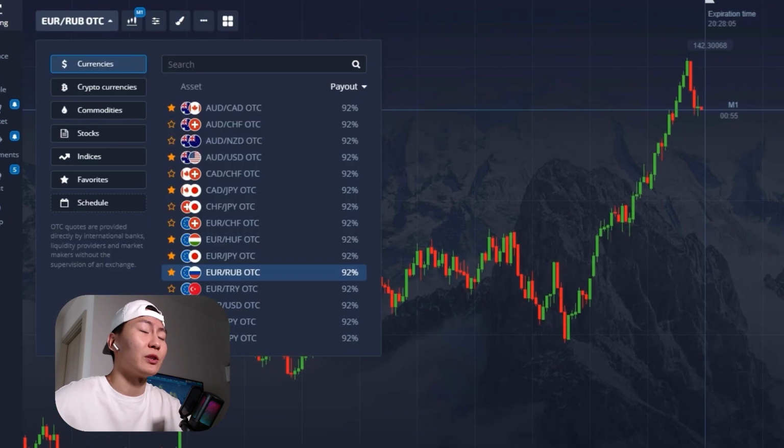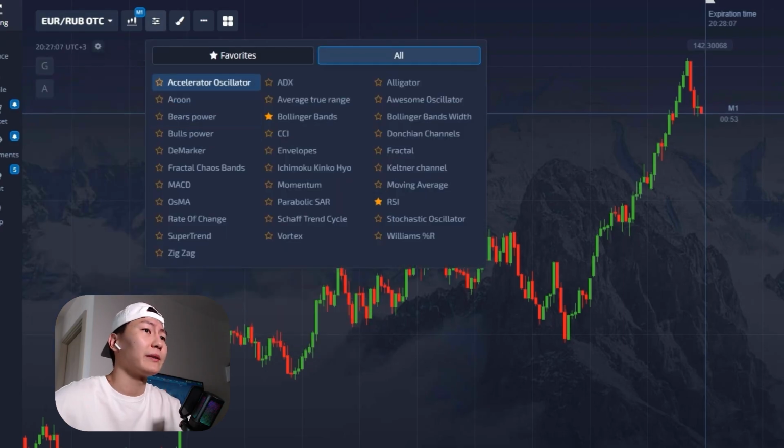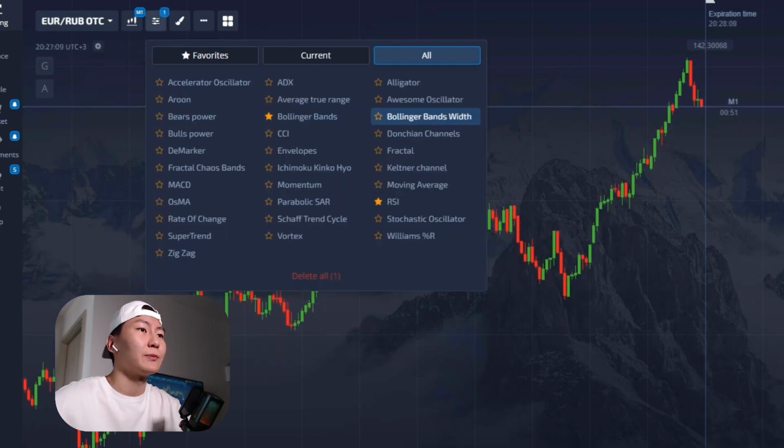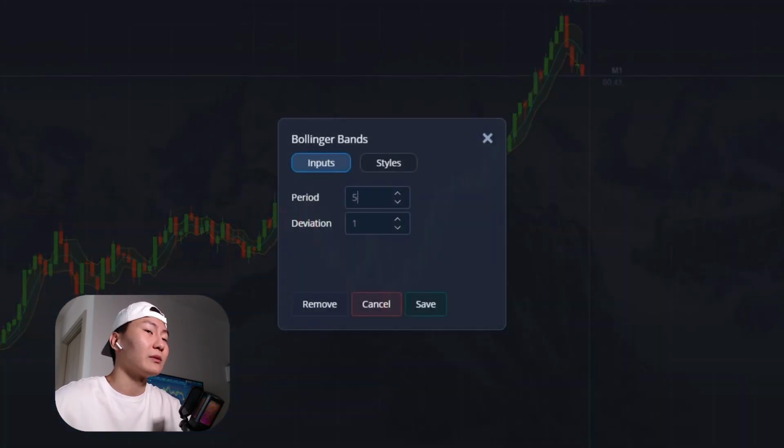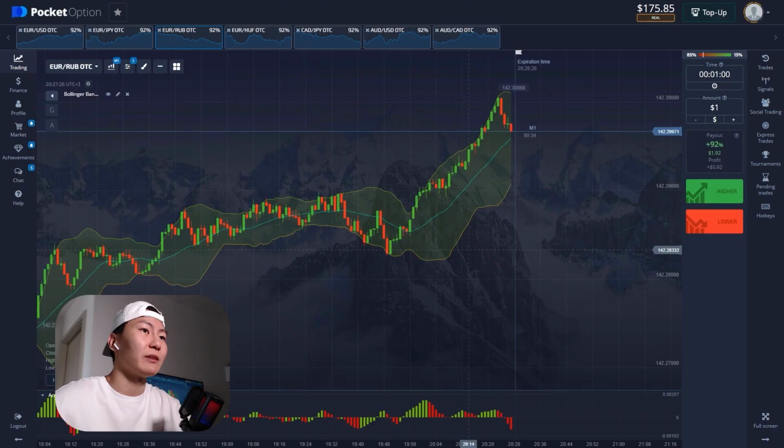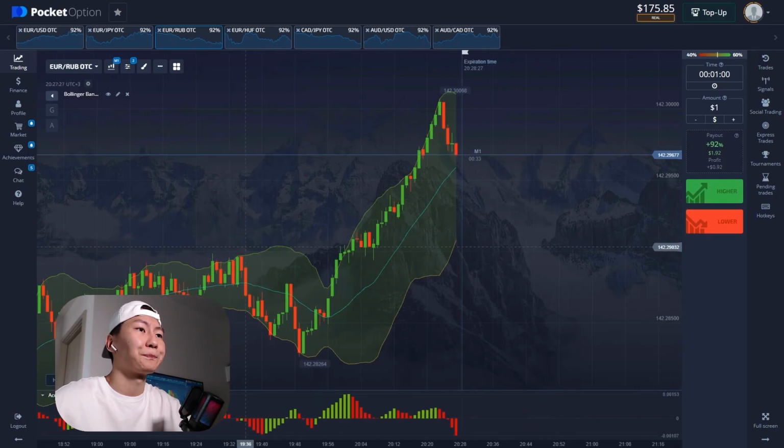We are gonna need only two indicators. The first one is the Accelerator Oscillator, and of course we'd better use one of the channel indicators. For example, let it be the Bollinger bands. So we need to set the period to 20 and deviation 2. These are the most reliable settings, especially if you trade on a 1 minute time frame.